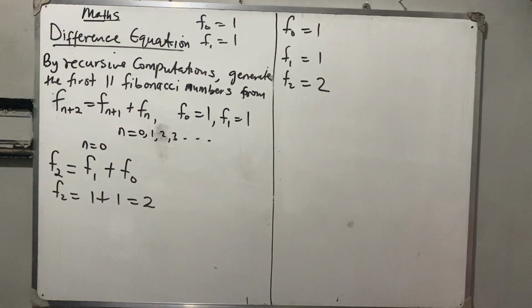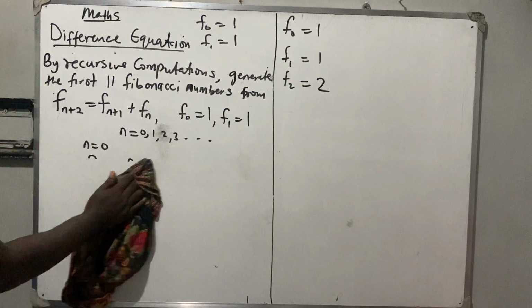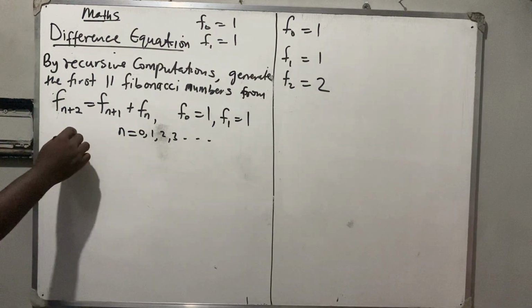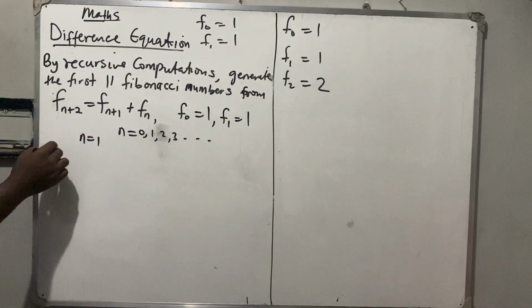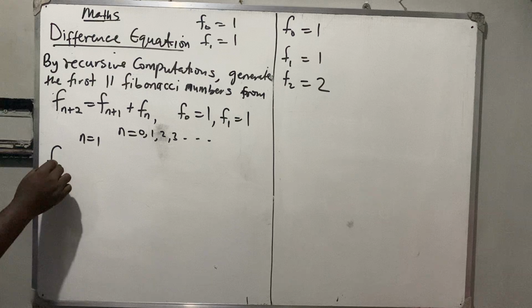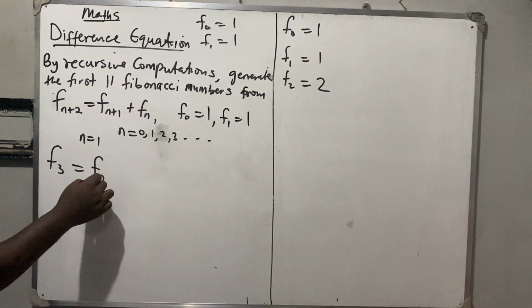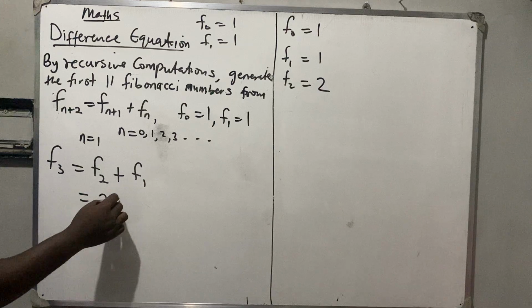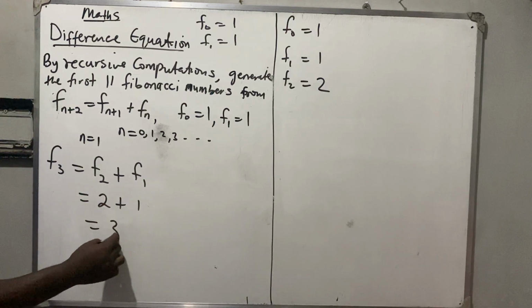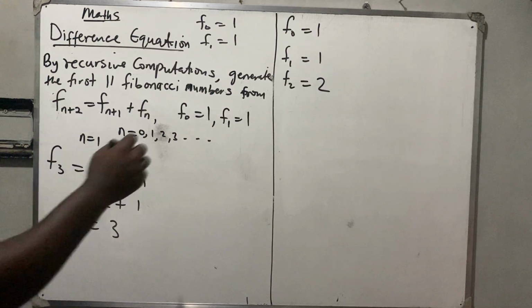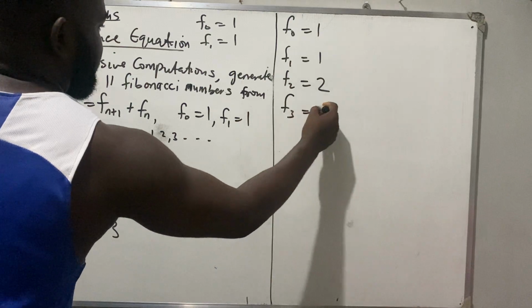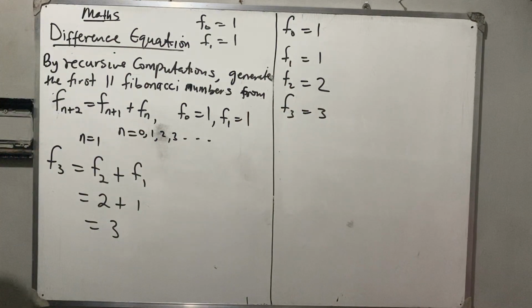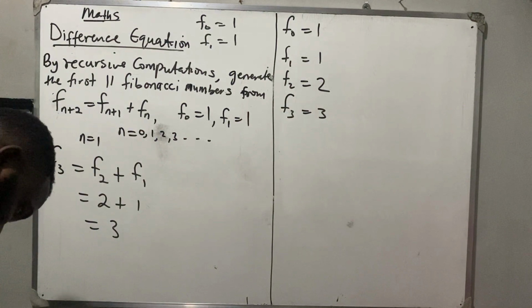So let's move to f3. For us to get our f3, our n is 1. If n is 1, I'm going to have this plus this to give you f3 is equal to f2 plus f1. So this is 2 plus 1, which will give us 3, right? So our f3 is equal to 3. So we move to f4 and the rest of them.